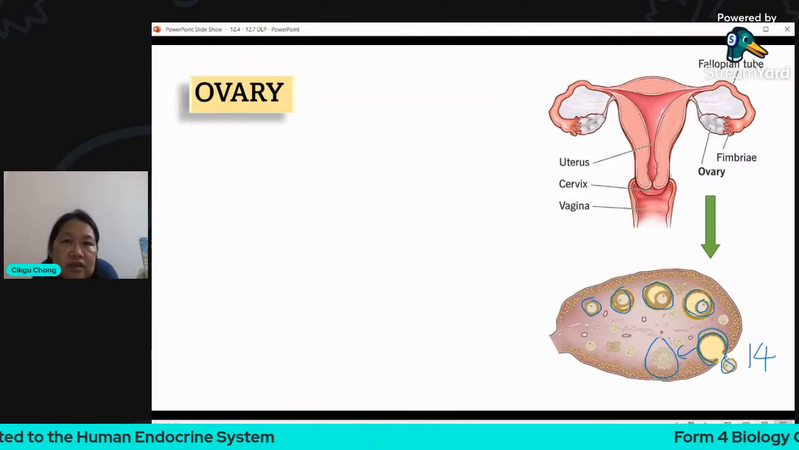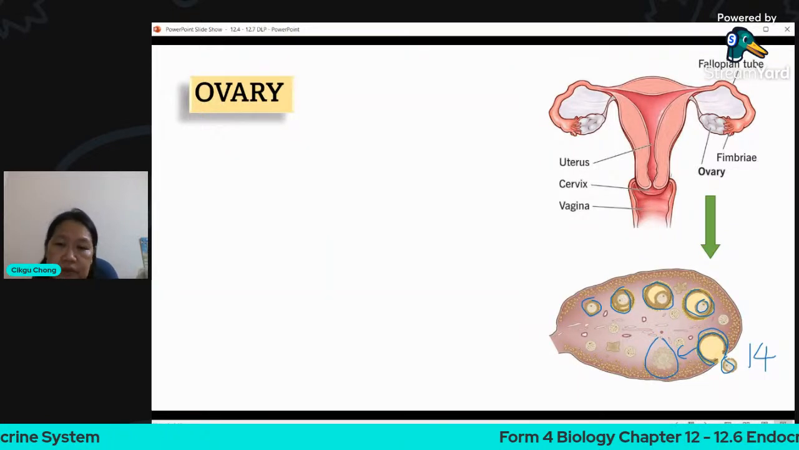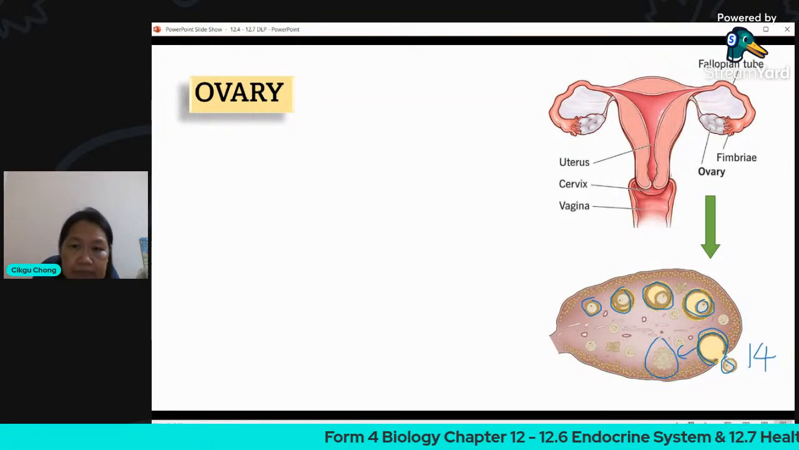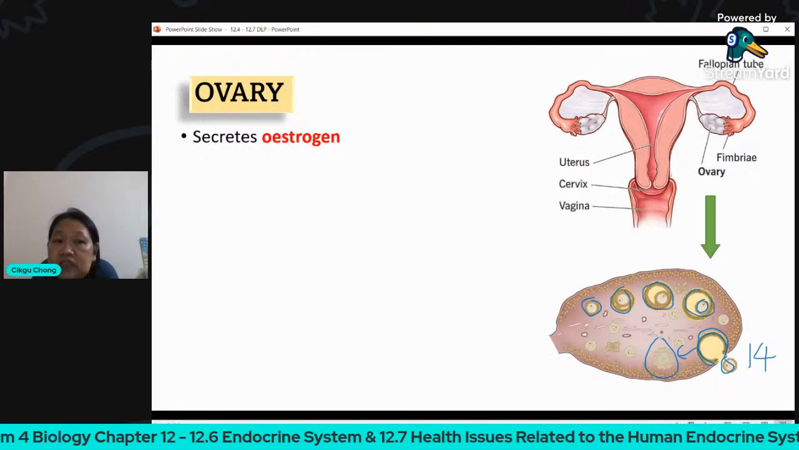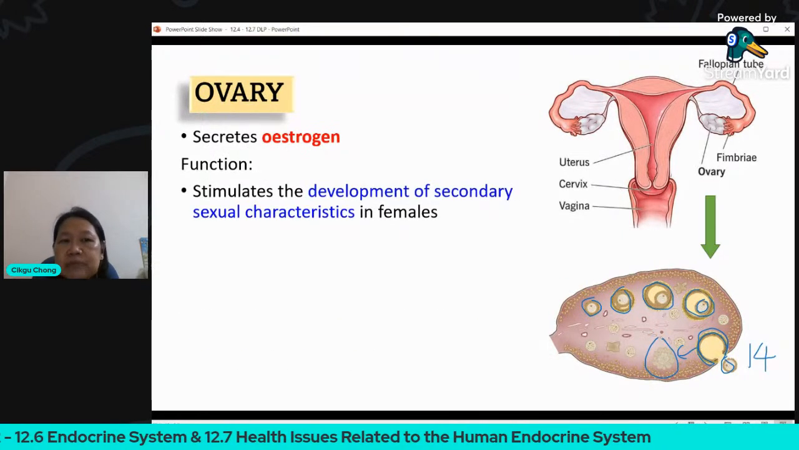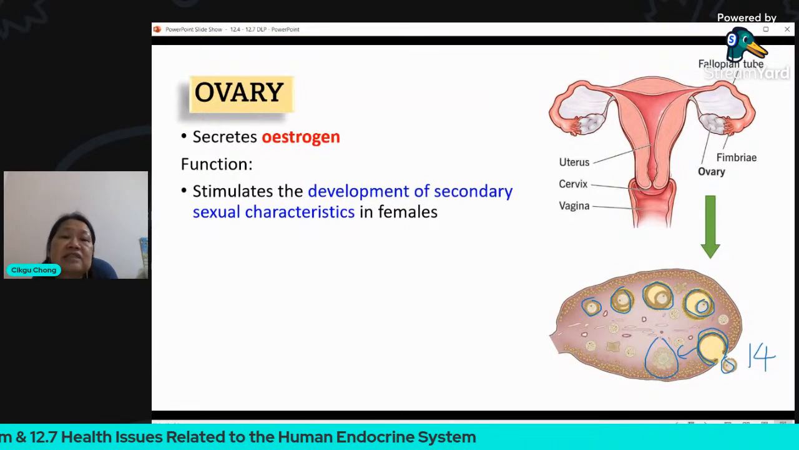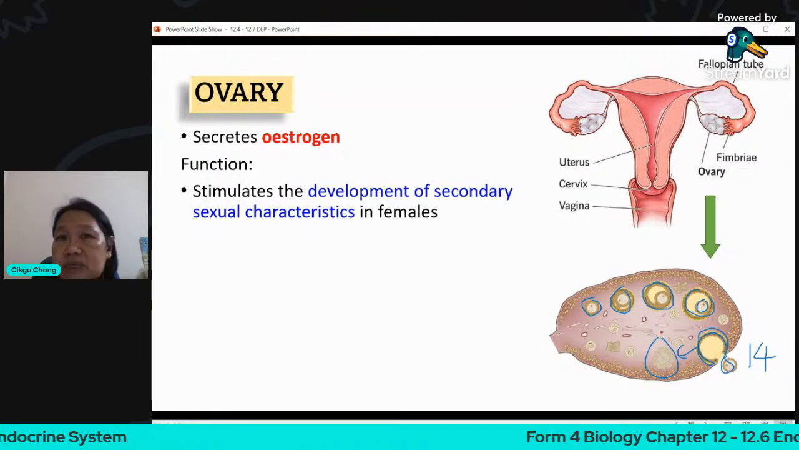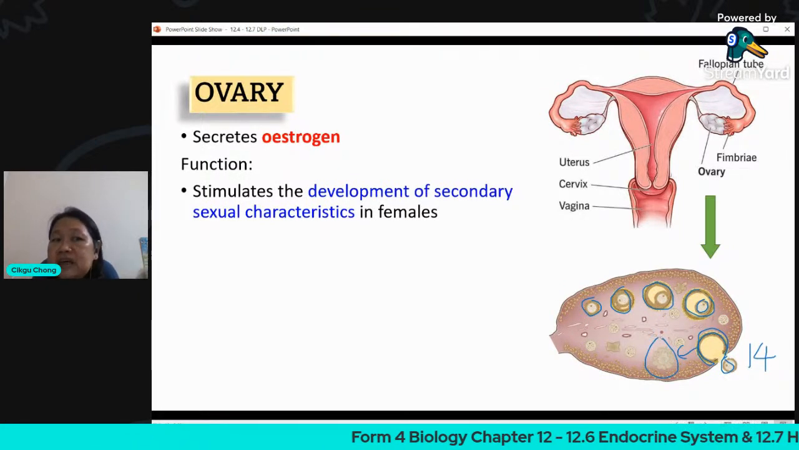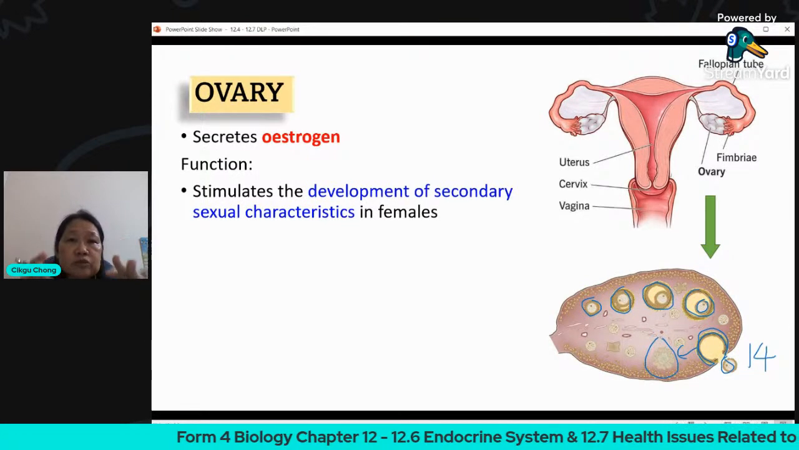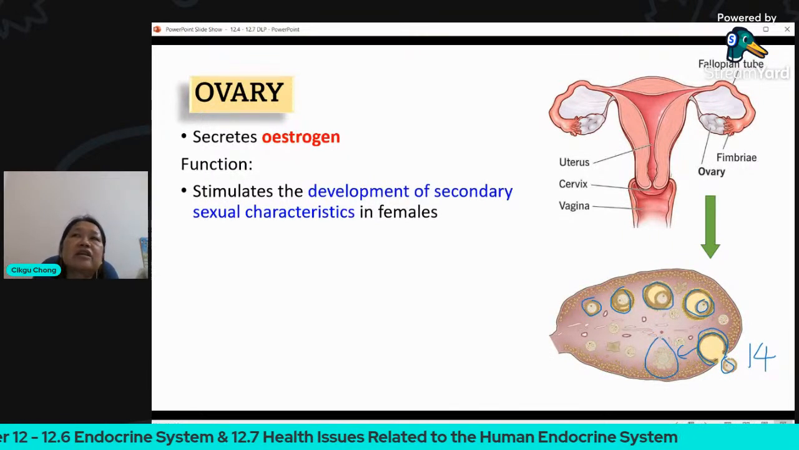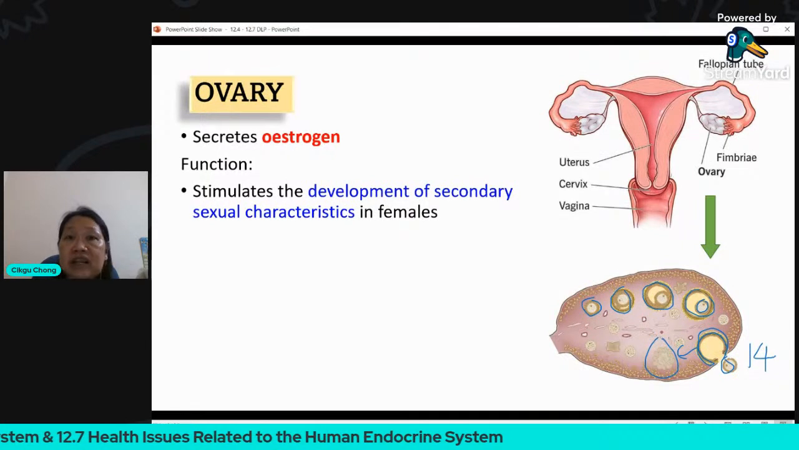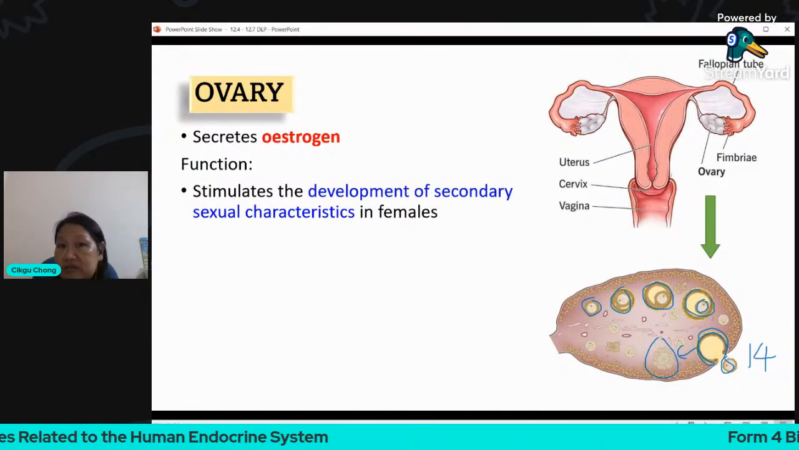It is the function of the luteinizing hormone to develop this corpus luteum, which secretes estrogen. Let's look at estrogen first. Its function is to stimulate the development of secondary sexual characteristics in females. Of course, girls' voices don't become deeper, but we do have other secondary sexual characteristics: our hips and pelvic bone become wider, and there will be breast development.